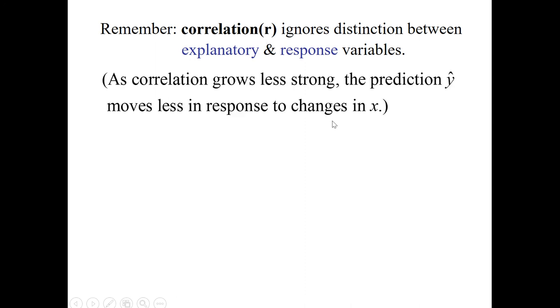Okay, as correlation grows less strong, as your R grows closer to 0, remember if it gets close to 1 or -1, it's strong, but as it gets closer to 0, the prediction y hat will move less in response to changes in X. So that's why we want our R to be pretty high. We want it to be strong. We don't want it to be close to 0 because then we don't really trust the predictions we're going to make all that much.